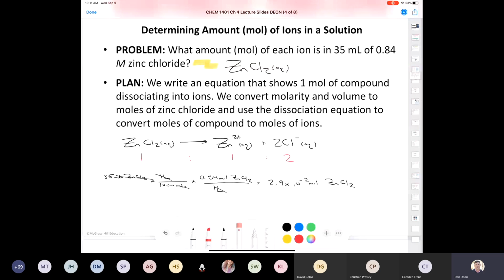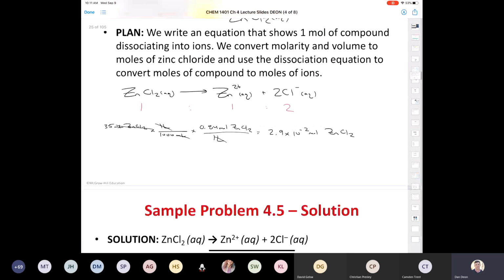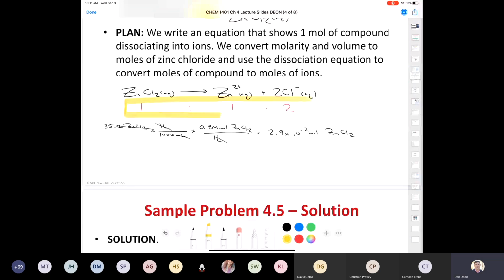So based off of the ratio that I've written right here, I'll highlight it again: 1 to 1 to 2. That tells us that if we have 2.9 times 10 to the negative 2 moles of zinc chloride, I must have 2.9 times 10 to the negative 2 moles of zinc ions. And I'm going to have that multiplied by 2 moles of chloride.